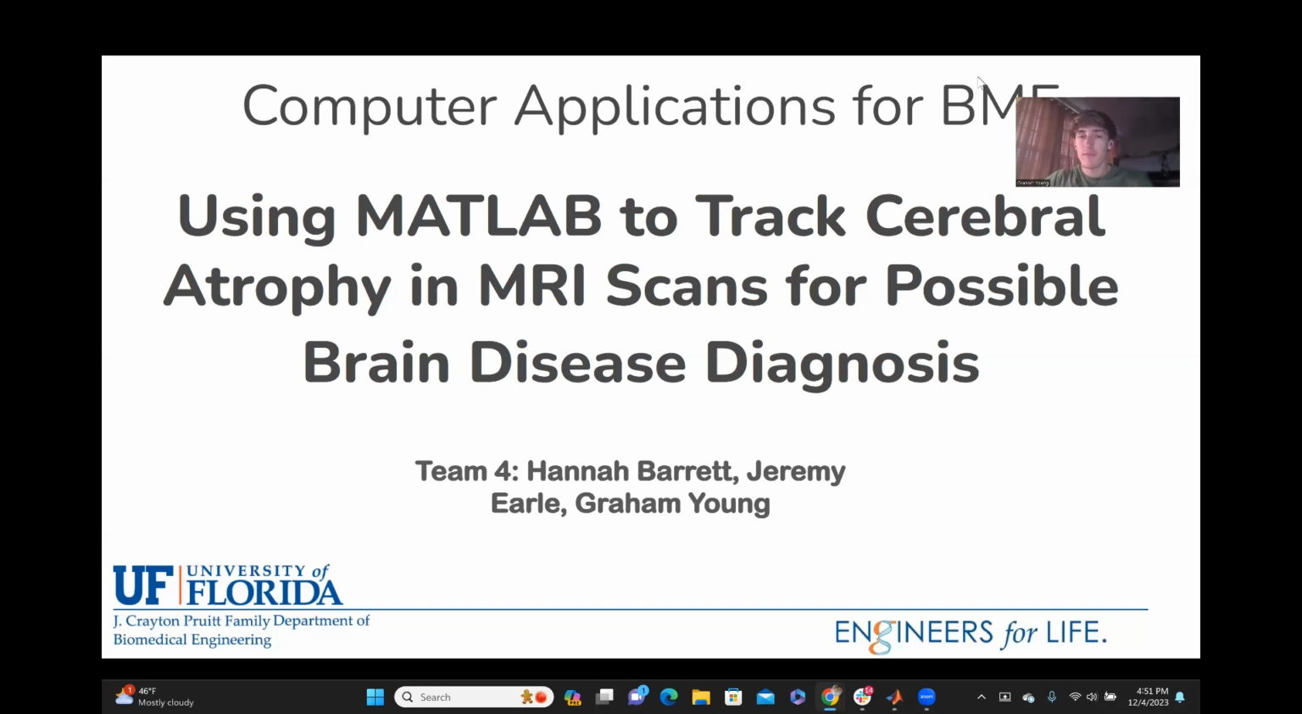Hello, my name is Graham Young, and I'm part of Team 4 with Hannah Barrett and Jeremy Earl, and we are using MATLAB to track cerebral atrophy in MRI scans for possible brain disease diagnosis.